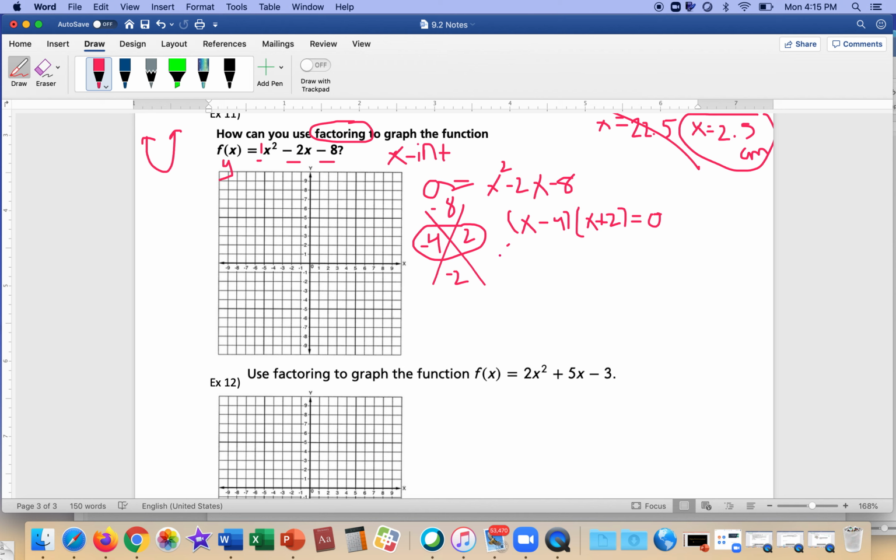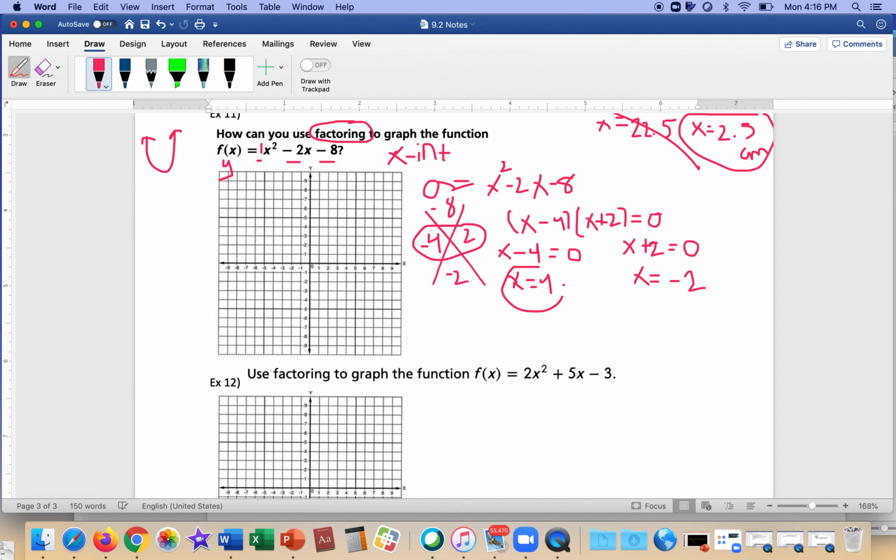So then I set each factor equal to 0, like we've been doing for the other problems. So anywhere that we see an x, right, if we had a GCF with x, like a value in front, we'd also set that to 0. So we add 4 to both sides, and we get x is 4. If we subtract 2, we get x is -2.